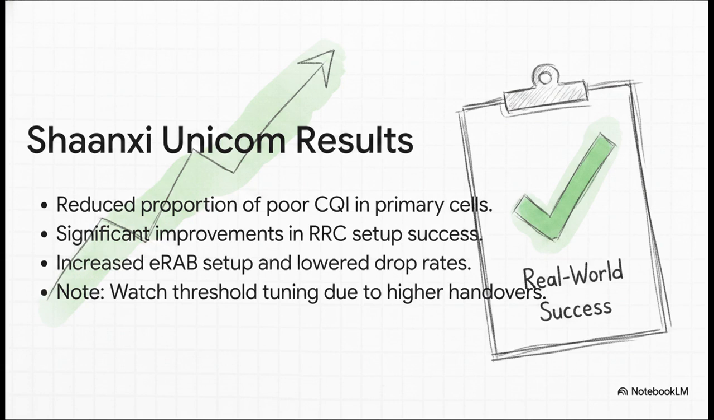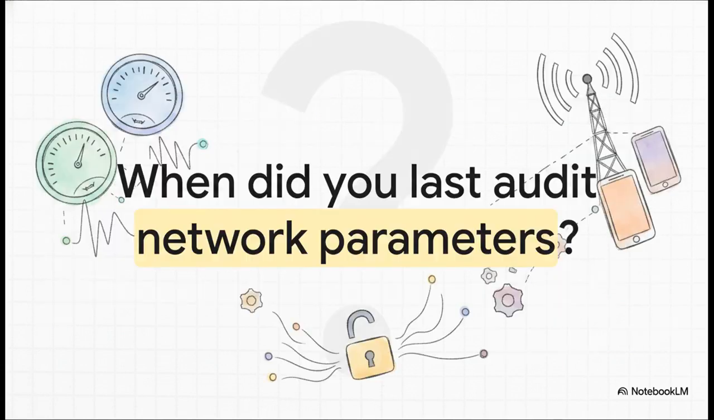Now, a quick note on this. Handover volume did naturally increase, which means you really have to be careful with your threshold tuning. But overall, it proved without a doubt that RSRQ mobility is a highly effective standard optimization tool. Ultimately, optimizing CQI is a constant, ongoing balancing act between signal quality and sheer network capacity. It's a discipline you have to stay on top of.